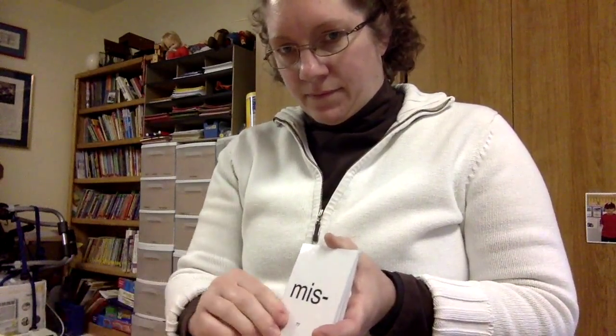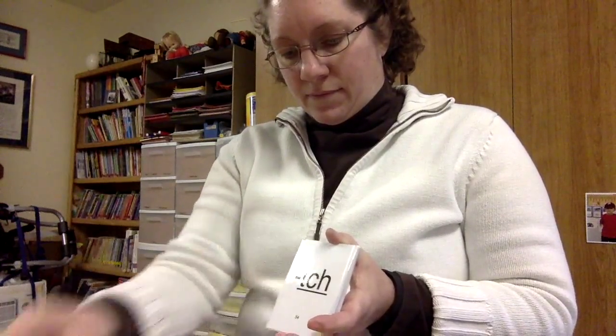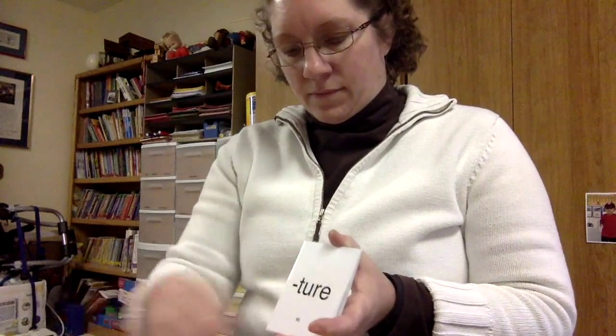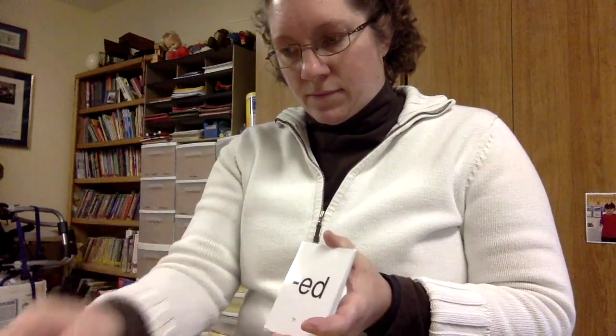Silent E words: drop the E when adding a vowel suffix. Mid, over, mish, shun, chur, ch. G and j, ch, chur. Ed, the and ha.